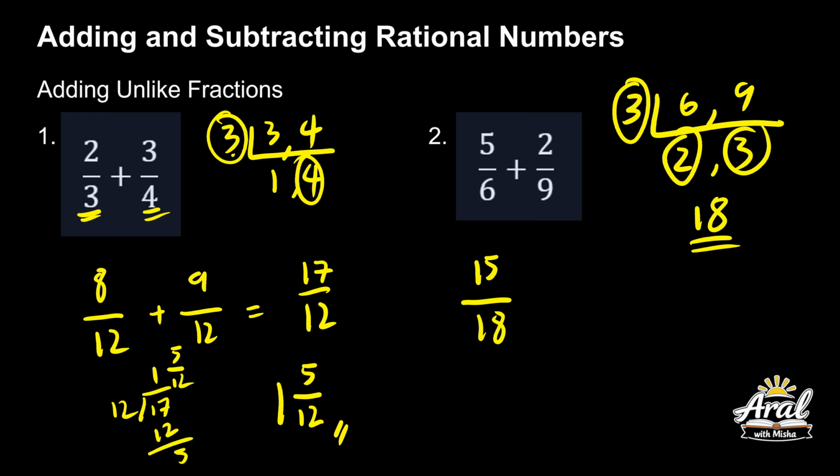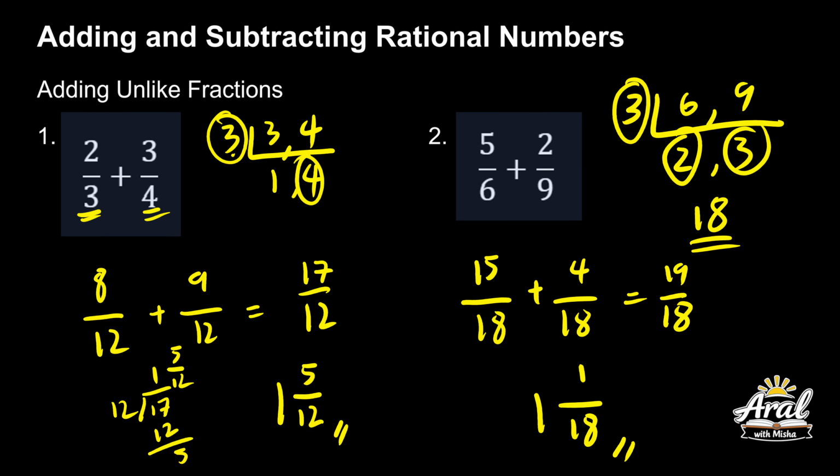Okay? 15. Plus 18 divided by 9? 2. Okay? So, kailangan mo rin i-multiply by 2 yung numerator. Okay? So, 4. So, equals to 19 over 18. So, improper siya. You need to further simplify. 19 divided by 18 is actually 1 and remainder ng 1. So, 1 over 18. So, ito yung final answer mo. 1 and 1 over 18. Okay?